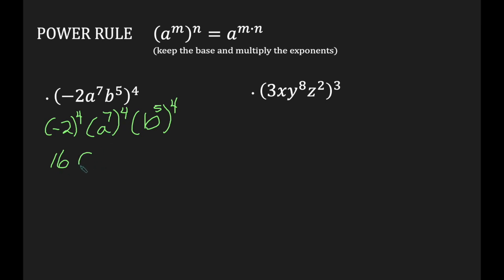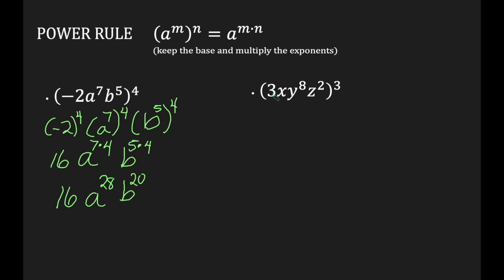Remember, when you have a base raised to an exponent and raised to another exponent, you multiply your exponents. So for A, the 7 will multiply the 4, and for the B, the 5 is going to be multiplied by 4. So my answer is 16, A to the 28, B to the 20. And there is your final answer.